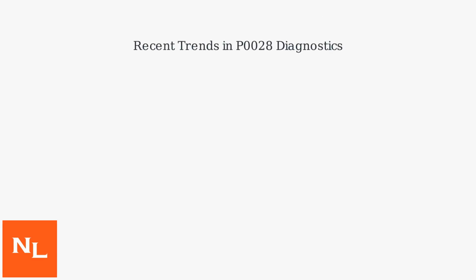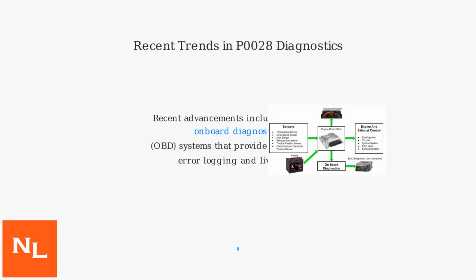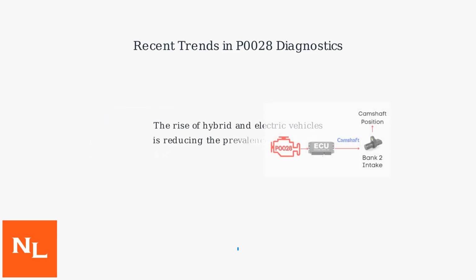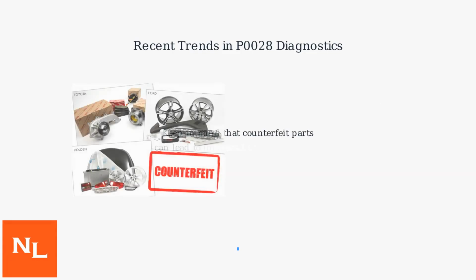Recent advancements include enhanced onboard diagnostic systems that provide more precise error logging and live data. Software updates from manufacturers have addressed some issues causing false P0028 readings. The rise of hybrid and electric vehicles is reducing the prevalence of this code, but it remains common in internal combustion engine vehicles. Keep in mind that counterfeit parts can lead to increased solenoid failures.